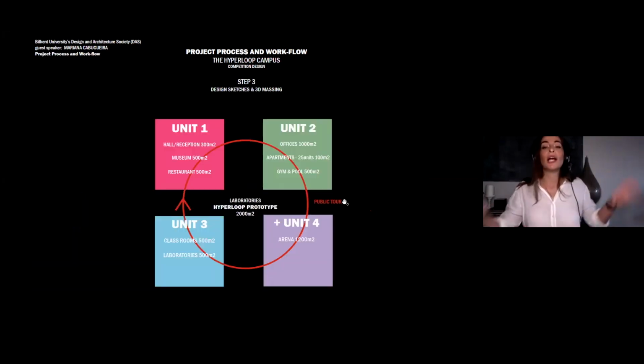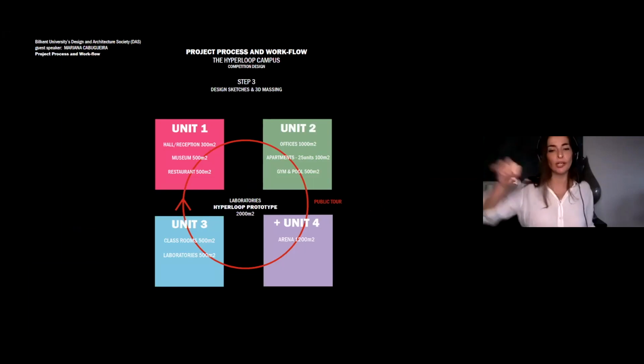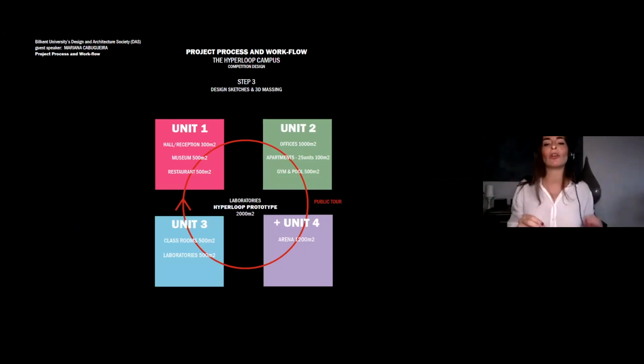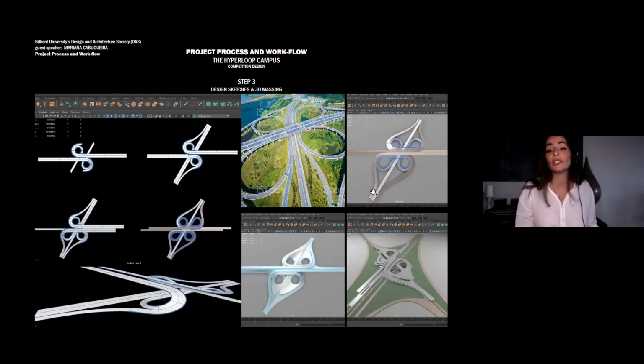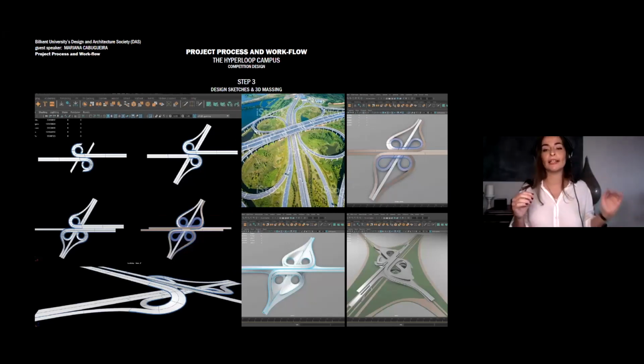So that took us to another step, which was the final step for the program: instead of having 3 units, we're going to have 4 units. We're going to take this arena as a separate unit. We're going to loop around these 4 units. We're going to keep the same idea of having oases and courtyards. And in the center of these units, we're going to have the Hyperloop prototype. So everything goes around this Hyperloop prototype. Okay, so this was our final idea of how to distribute the program. Then again, I started the design from scratch, and I took on other references, which was the clover leaf highway.